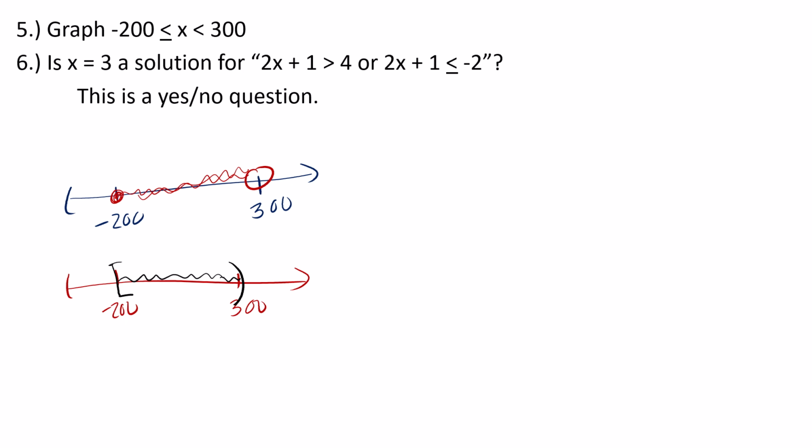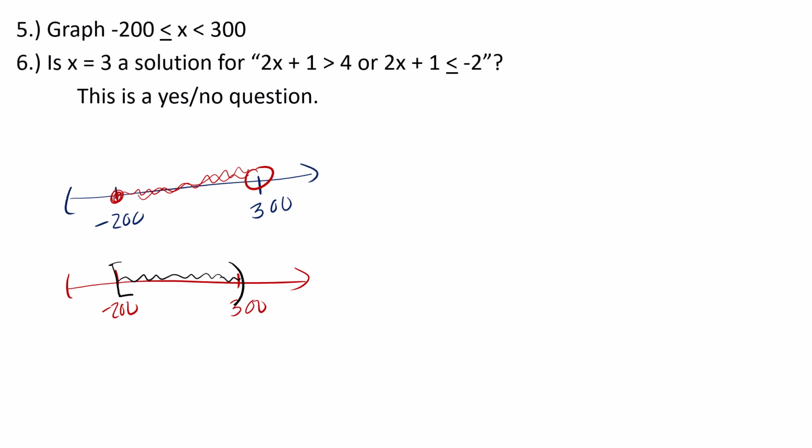And the way a lot of students would answer that is they'd check both of those, and then they would tell me which one it worked for. But really, that's a compound inequality. So it's either yes, 3 is a solution, or no, 3 is not a solution. If 3 meets either of them, then the answer is yes. If 3 does not meet either of them, then the answer is no.